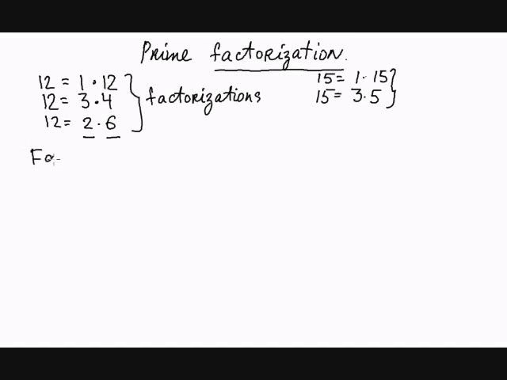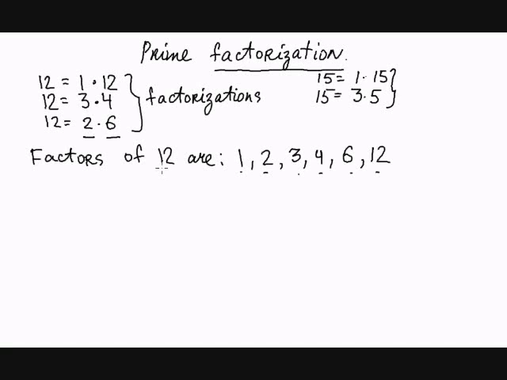So as we can see, factors of 12 are 1, 2, 3, 4, 6, and 12. These are all possible factors of 12. That means all these numbers divide 12. This also means that 12 is divisible by all these numbers.